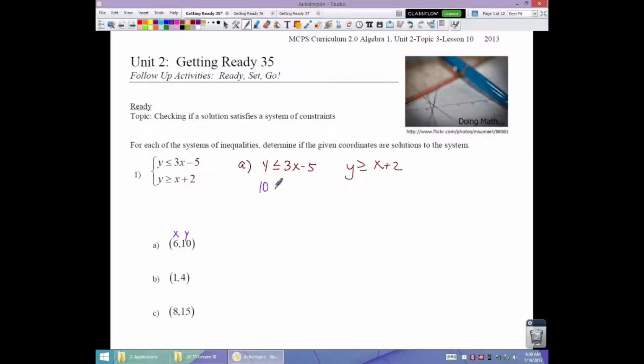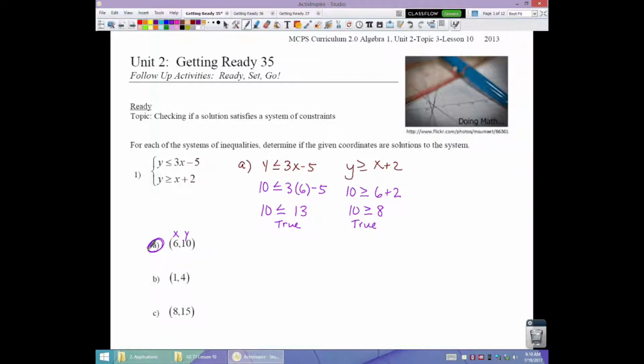So 10 is less than or equal to 3 times 6 minus 5. Well, when I try to simplify each side, the 10 can stay as is. 3 times 6 is 18, minus 5 is 13. So I end up with 10 is less than or equal to 13, and that's true. In the second inequality, I replace the y with 10, greater than or equal to the x is 6. So 10 is greater than or equal to 6 plus 2 is 8. That is also true. So since both inequalities are true, that means A is a possible solution.